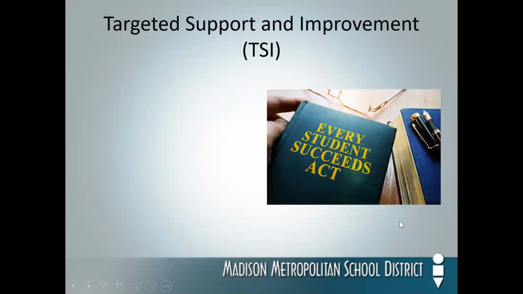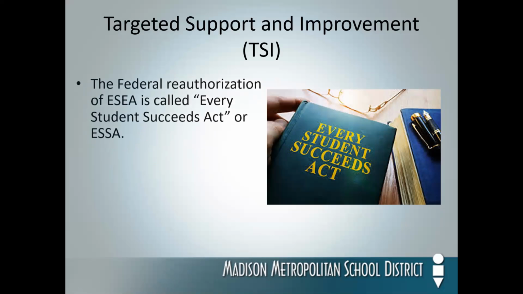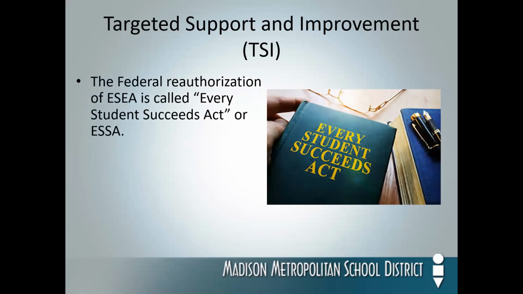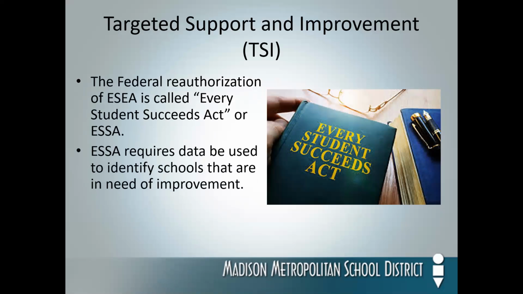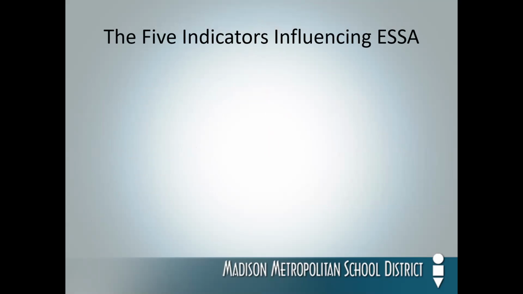First of all, you need to understand that TSI represents Targeted Support and Improvement, which is an identification level in the Every Student Succeeds Act, or ESSA. This requires that the data typically collected by the state is used to identify schools that are in need of improvement. This is a difference between what the federal program is about and what the state program is about as far as accountability. There are three categories, and TSI is one of the three identification categories. So we're going to take a closer look at TSI right now.